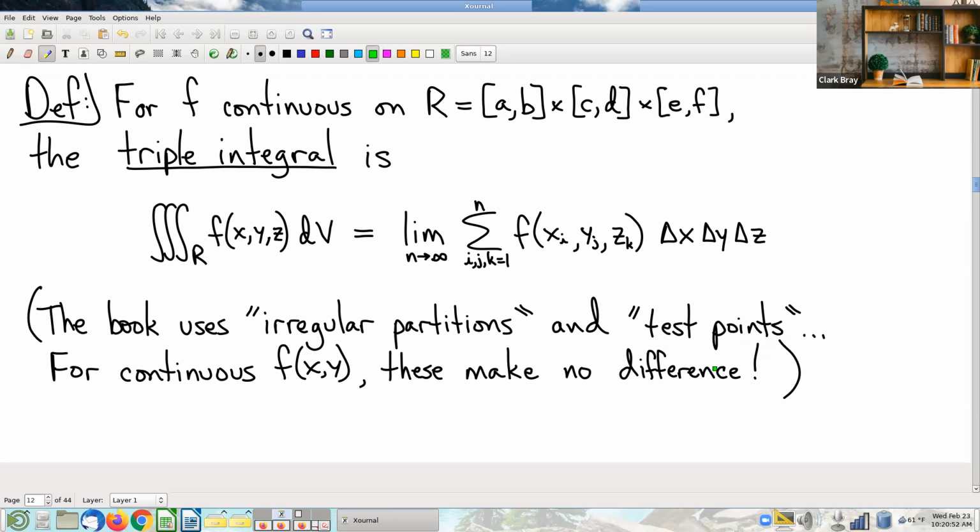And just like with double integrals, for the continuous functions that we'll be dealing with in this course, or even the piecewise continuous functions, it makes no difference in terms of what you're going to get. So why bother? We're not going to worry about that. Now, I do want to recognize that for non-continuous functions, it's a big problem, and the way the book does it is absolutely essential. That's not what we're doing in this class.